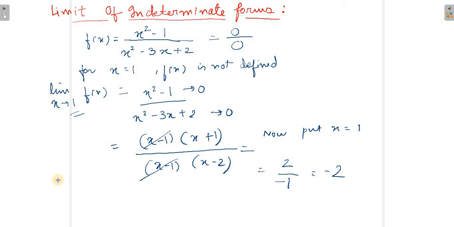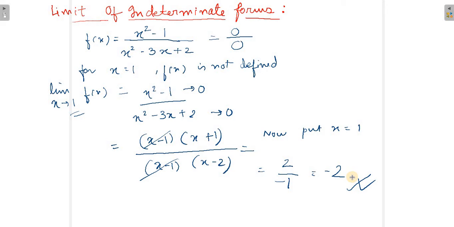So the limit exists. यहाँ पर हम क्या समझ पा रहे हैं कि f(x) exists when x tends to 1, f(x) exists and the value is minus 2. The only thing that we have to do over here is remove the factor which causes the indeterminate form. What is the factor which causes the indeterminate form? यहाँ पर कौन सा फैक्टर ऐसा है जो इस फंक्शन को indeterminate बना दे रहा था? वो है x minus 1. So we have removed this factor, and now it is easy to find the limiting value of the function.